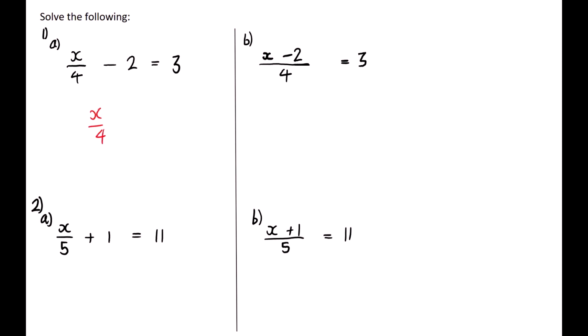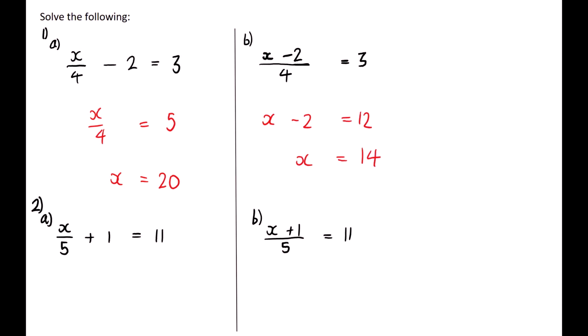For question 1, you should have x over 4 equals 5 here, so x equals 20. Now for part B, we should have times by 4 first, and then we plus the 2.